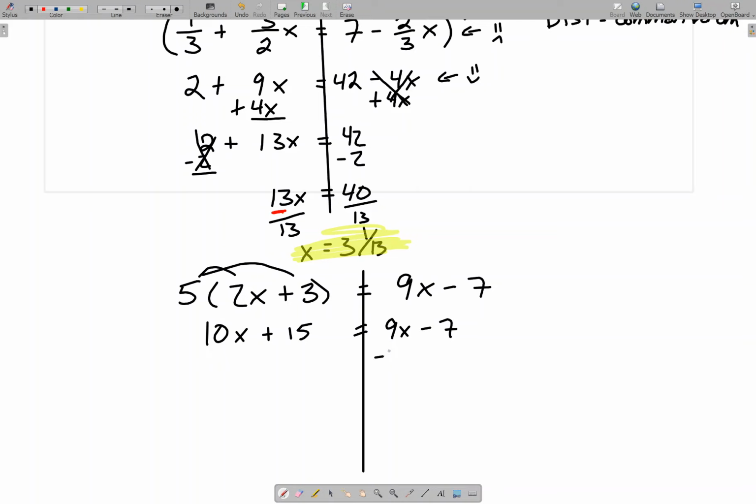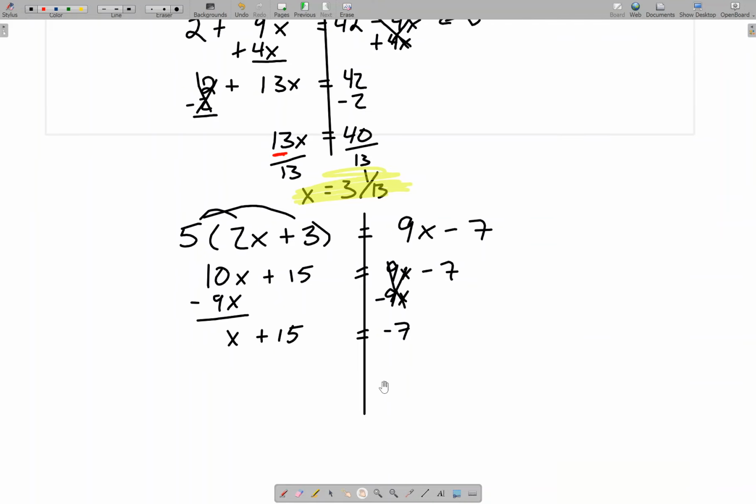So I'm going to subtract 9x from both sides to move the variables over here. So minus 9x is 1x, or I could just write it as x. Drop down the plus 15, drop down the equal sign, drop down the minus 7, and these canceled. Now I need to get all my constants right, so that means moving this 15 over. So I'm going to minus 15 from both sides. And this cancels, leaving me with x is equal to negative 22.